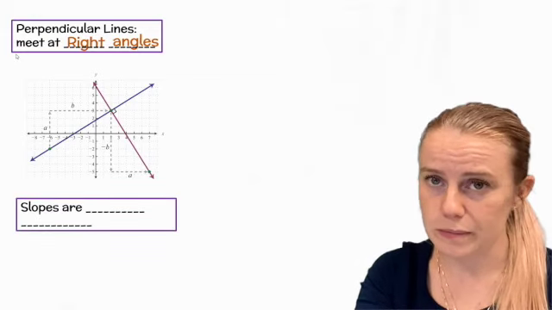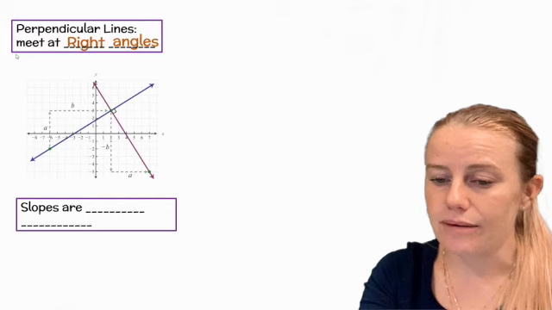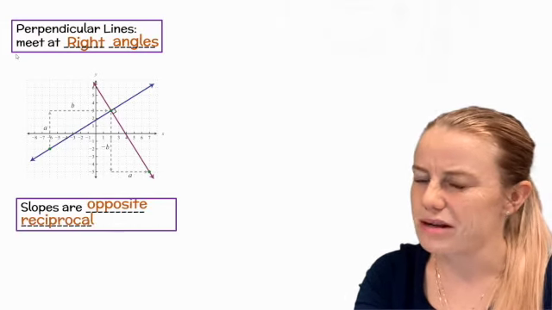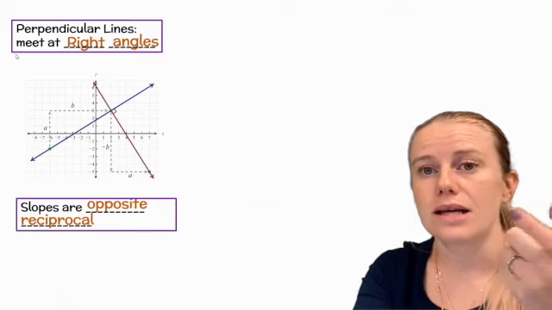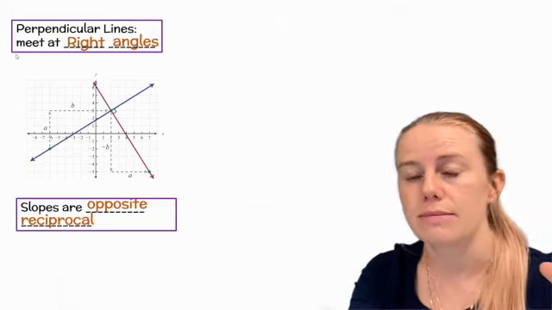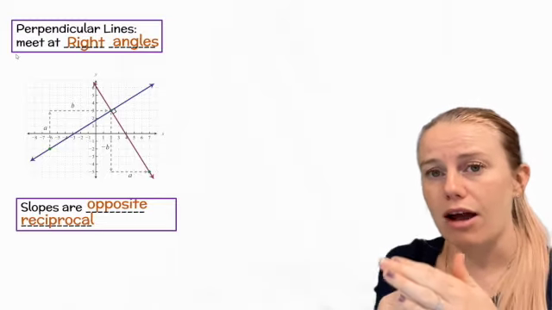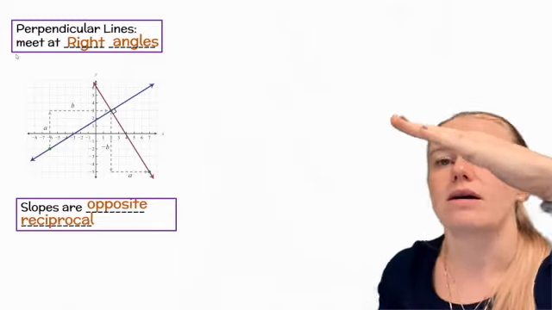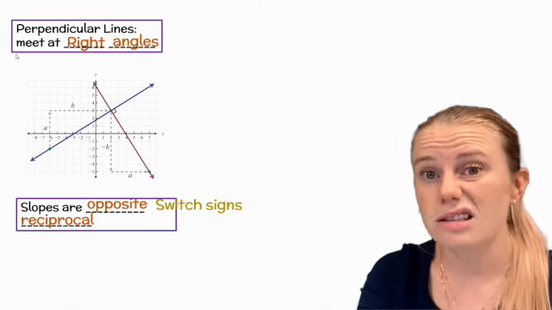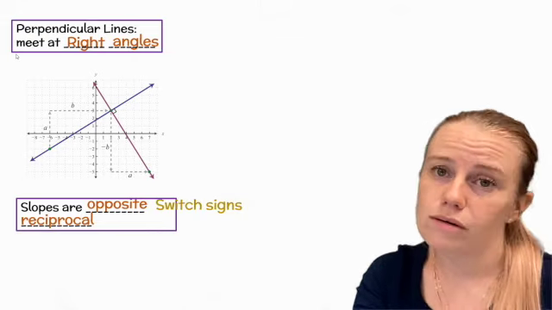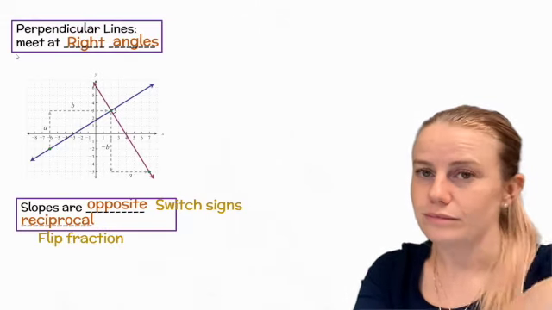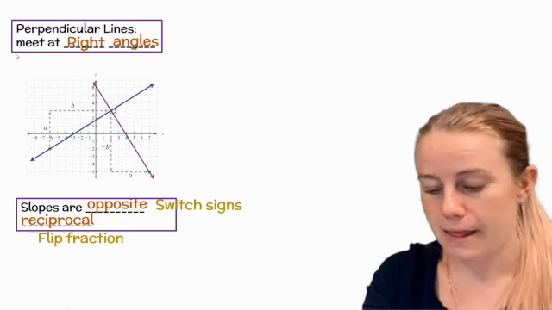Their slopes are going to be opposite reciprocals. What does that mean? Opposite means that their signs are going to be different. They're going to be opposite. One's going to be positive, one's going to be negative. If you look at our graph here, you can clearly see that one is positive and one is negative. So switch the signs. And reciprocal means we flip our fraction. Flip the fraction. Okay?